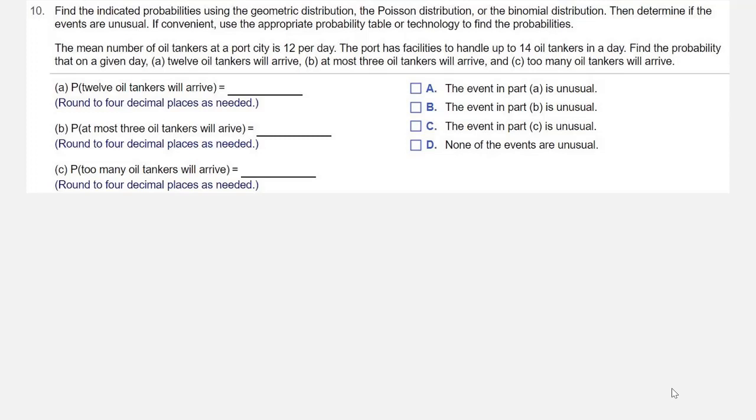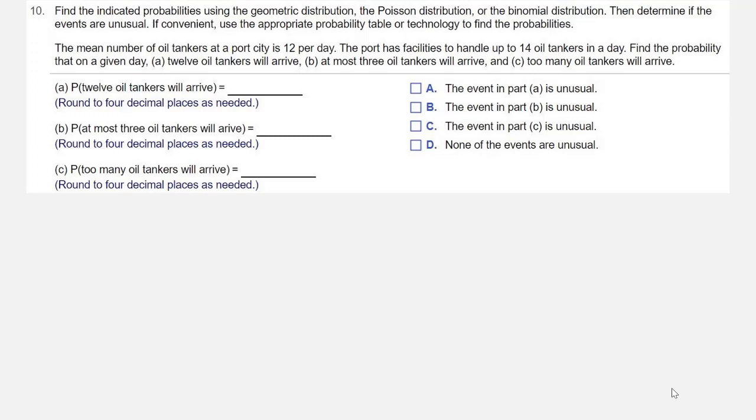And the question is, the mean number of oil tankers at a port city is 12 per day. The port has facilities to handle up to 14 tankers in a day. Find the probability that on a given day, A, 12 oil tankers will arrive, B, at most 3 oil tankers will arrive, and C, too many oil tankers will arrive.